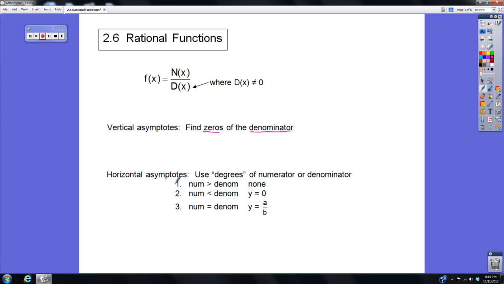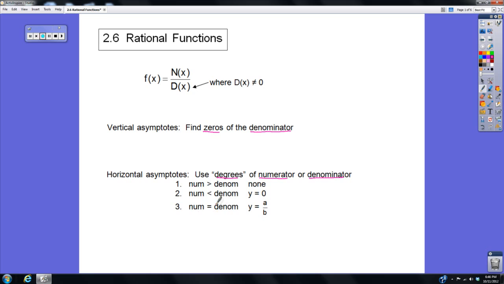To find the horizontal asymptotes of a rational function, we will use the degrees of both the numerator and the denominator. Now, there's three different things that can happen there, so let's look at the three different things before we actually start some examples. You can look at the degrees. The numerator can have a greater degree than the denominator, the numerator can have a smaller degree than the denominator, or they can have the same degrees. And your horizontal asymptotes would either be no horizontal asymptote, y equals 0, or you would put the coefficient over the coefficient.